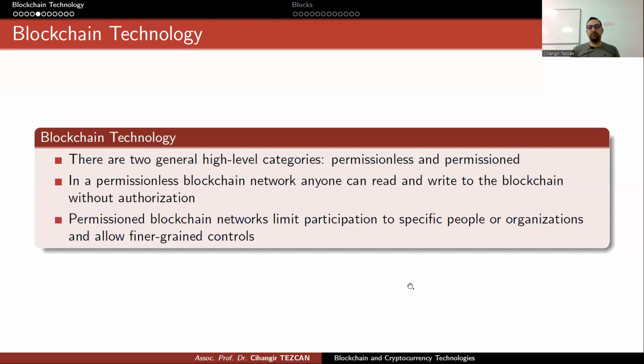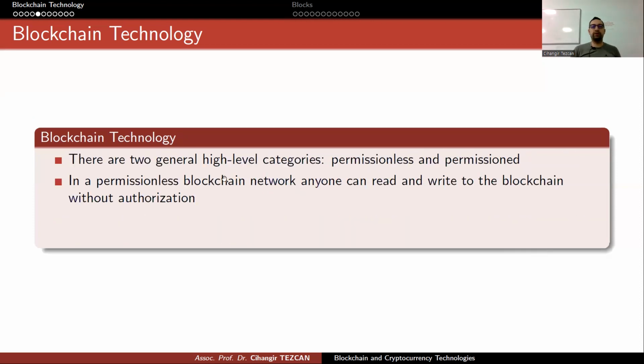Permissioned blockchain networks limit participation to specific people or organizations and allow finer grain controls. Here you have something different, because only some authorized people can write to the blockchain, but most of the time everybody can read it. So this is also important, because people think that there are only permissionless blockchains.